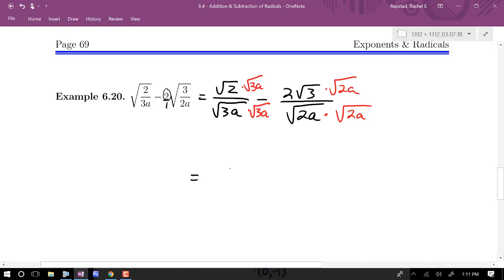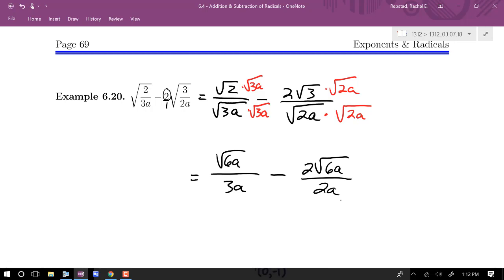What is the first fraction equal to after we do this? What do we have on top? Root 6a over 3a, minus, and what about the second fraction? 2 root 6a over 2a. Any questions on how we got either of these results? Either of those fractions?